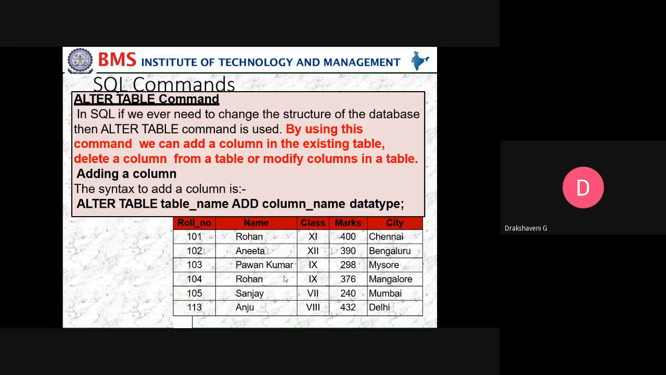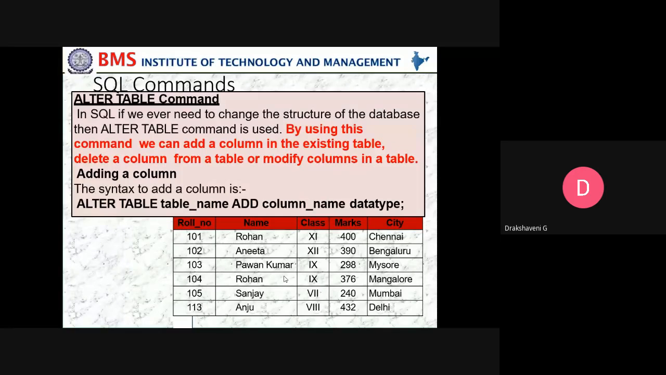The same way, alter table. Now some data is already there, but I want to alter that particular thing. In SQL, if we ever need to change the structure of the database, then the alter table command is used. By using this command, we can add a column to the existing table, delete a column from a table or modify a column in a table. The syntax to add a column is: alter table, table name, add column name, data type.